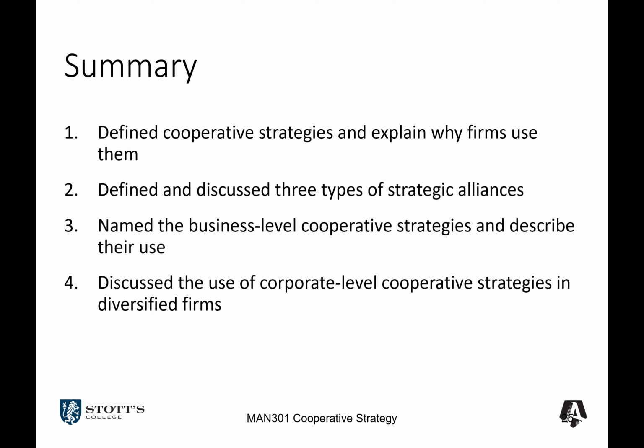So what we've done in this week's class is we've defined cooperative strategies and explained why firms use them. We've defined and discussed 3 types of strategic alliance. We've named the business level cooperative strategies and defined them and described them and given you some examples. We've discussed the use of corporate level strategies in diversified firms.